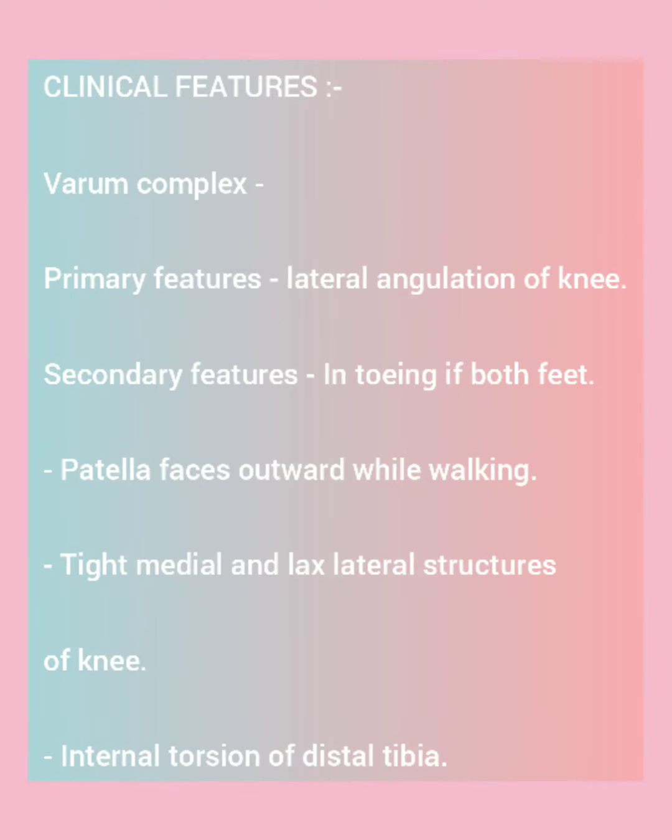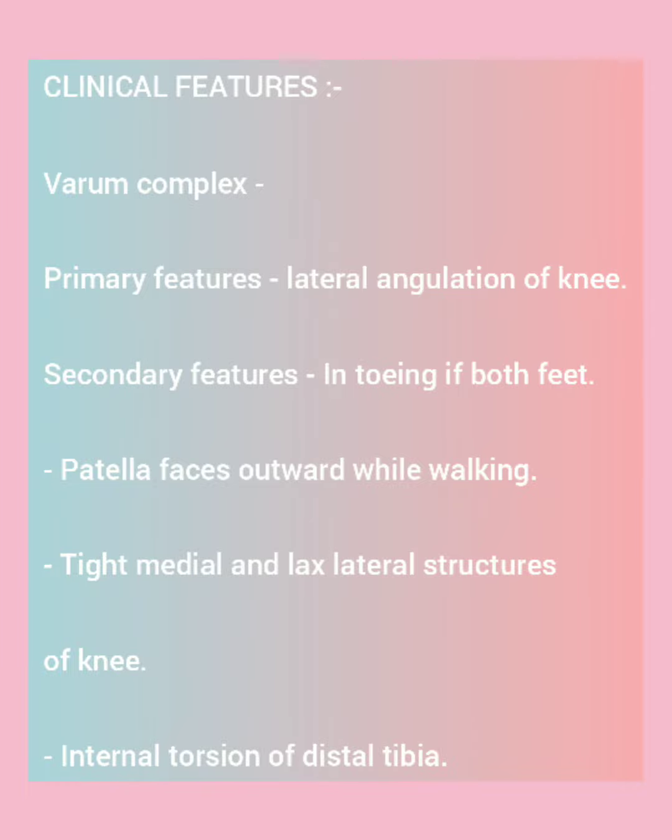Now, the clinical features. The group of features found in genu varum condition is known as varum complex. It is mainly of two types, primary features and secondary features. The primary feature is only one, lateral angulation of the knee, and the secondary features which result due to the primary feature are in-toeing of both feet, patella faces outward while walking, tight medial and lax lateral structures of the knee, and internal torsion of distal tibia.